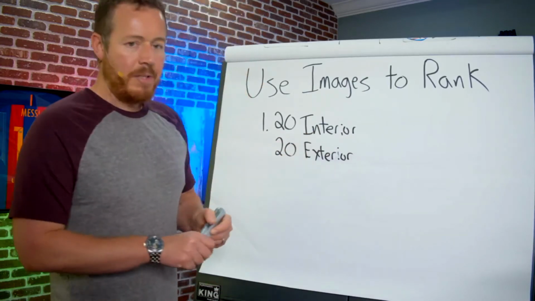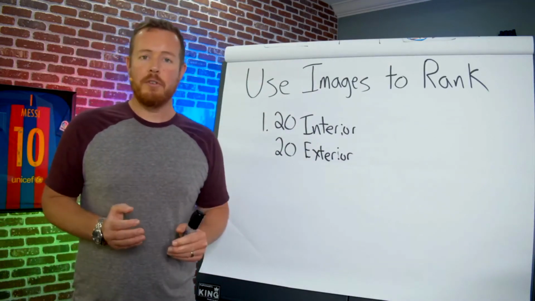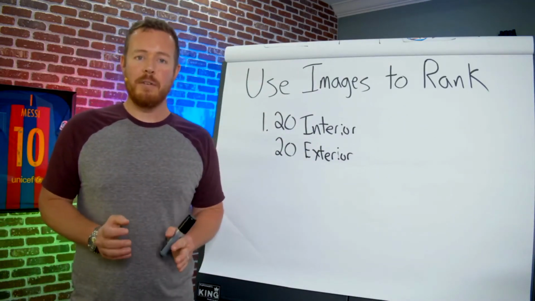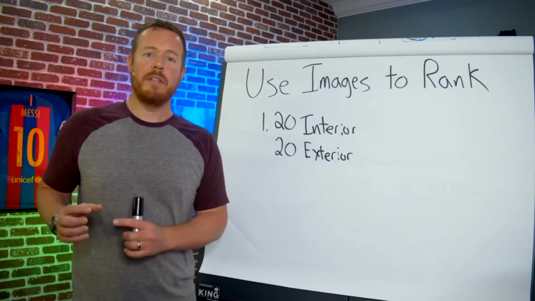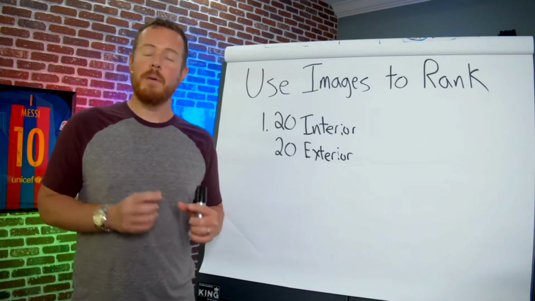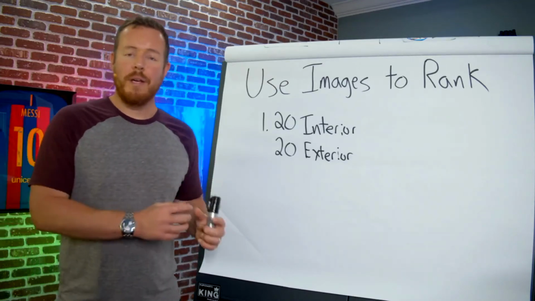Now, when you take these pictures, you need to make sure that you're using an iPhone or an Android, and you need to make sure that the location services are turned on, because what that does is actually store the latitude and the longitude of the location where the picture was taken. So what we do is we get 20 interior, 20 exterior pictures.